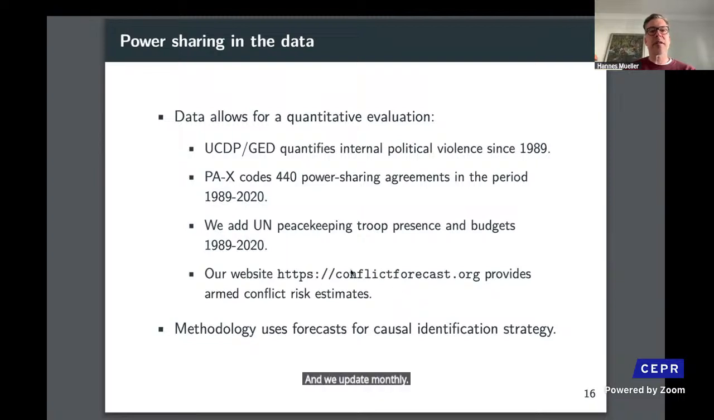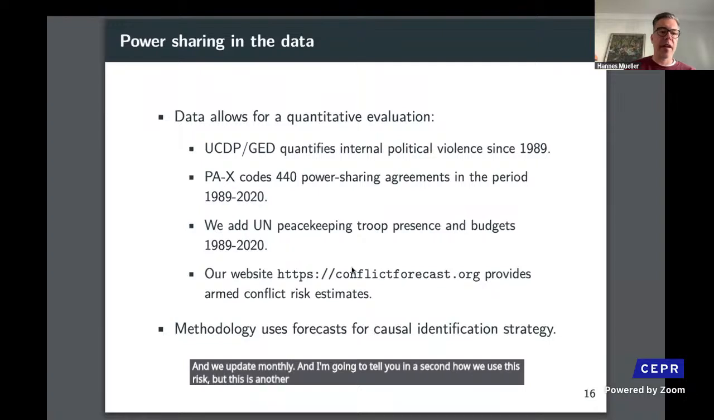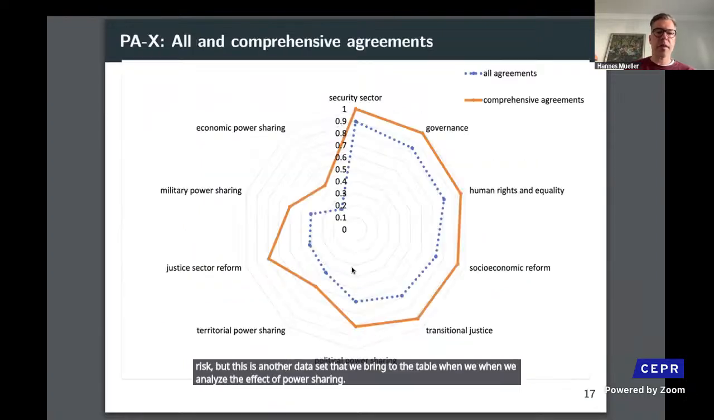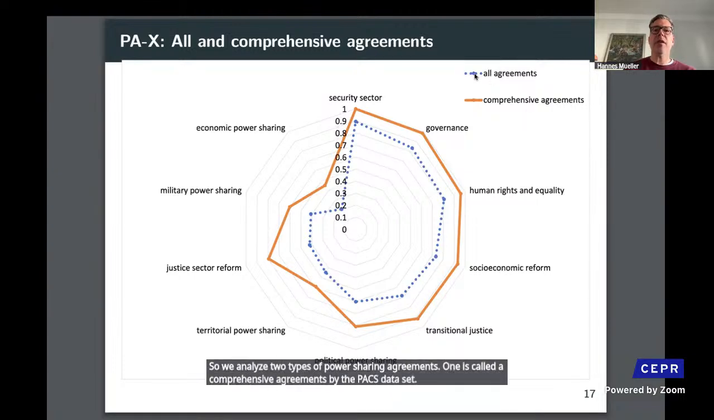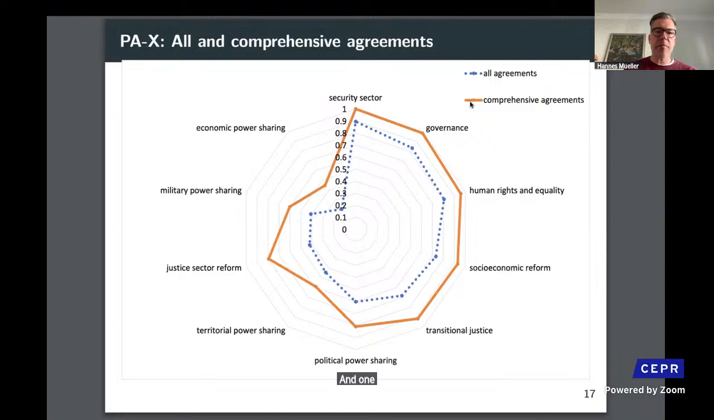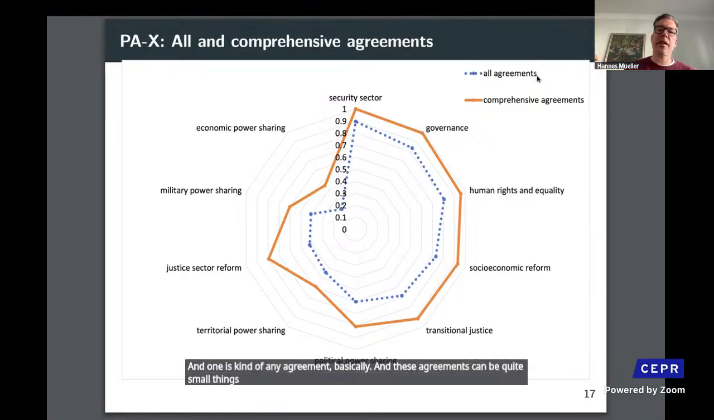And I'm going to tell you in a second how we use this risk, but this is another data set we bring to the table when we analyze the effect of power sharing. So we analyze two types of power sharing agreements. One is called comprehensive agreements by the PAX dataset, and one is kind of any agreement, basically. And these agreements can be quite small things. In the sense, they can just be ceasefire agreements with a little bit of a power sharing element.